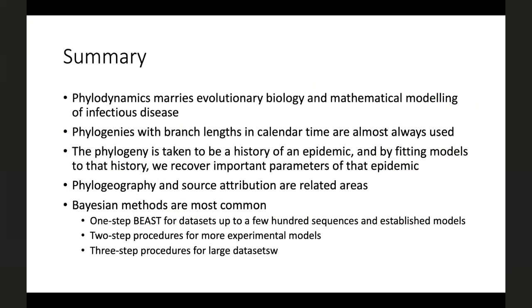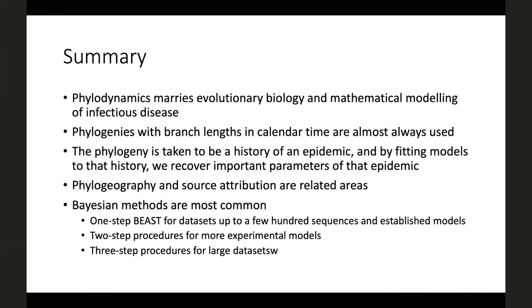So in summary, phylodynamics marries evolutionary biology and mathematical modeling of infectious disease. Phylogenies with branch lengths in calendar time are almost always used, and there are some exceptions, but that's fairly normal. The phylogeny is taken to be the history of the epidemic, and by fitting models to that history, we recover important parameters of the epidemic. Phylogeography and source attribution are related areas, which have quite a lot of overlap, but I think are slightly different because they don't have to be phylodynamic. And Bayesian methods are probably the most common.